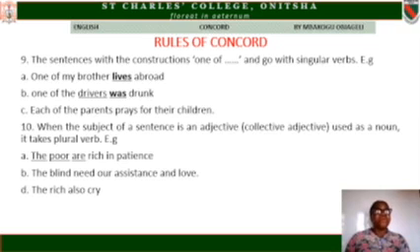Another example: the blind need assistance. The blind need, not needs, because needs is singular while need is plural. And when we talk of the blind, we talk of all the people that are blind. They need our assistance and our love. Another example: the rich also cry. Those people that are rich, all the people that are rich, it's telling us that sometimes they do cry.